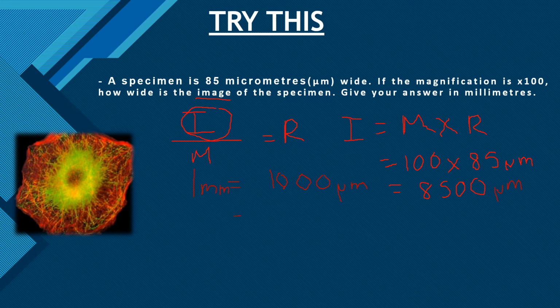So if we do 8,500 micrometers. Sorry, that's a terrible 0. Let me correct that. There we go. Then what did we have to multiply to get to here? Well, we had to multiply it by 8.5. So we do the same thing here. Multiply by 8.5 and we get 8.5 millimeters.